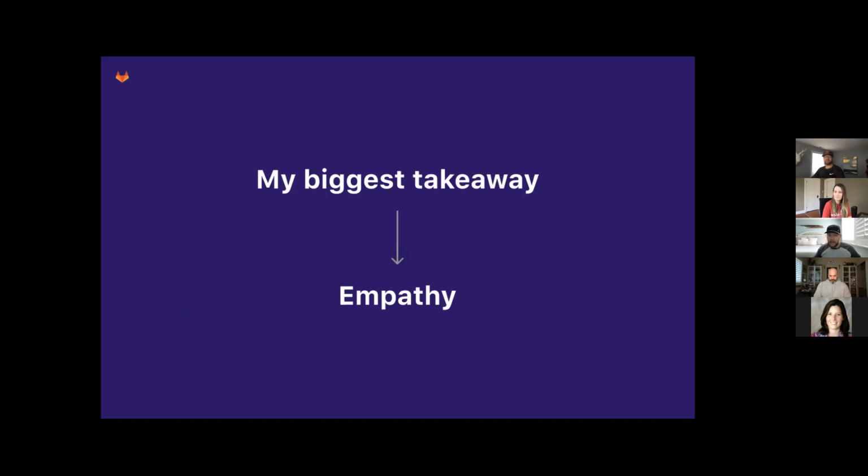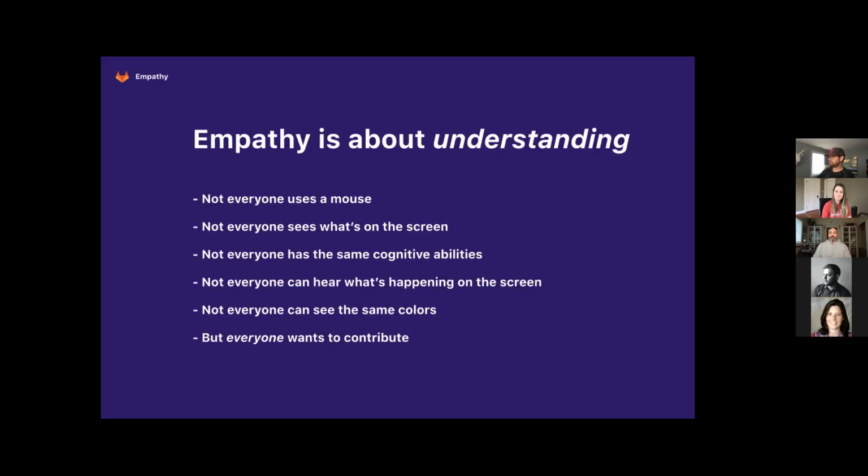So my biggest takeaway, if I could sum it up in one word, is empathy. And I'm going to talk about empathy and relate it back to some of the things in this presentation. But overall, if we have empathy and we just have that mindset, we can really make a big impact and make our product and our experiences more accessible.